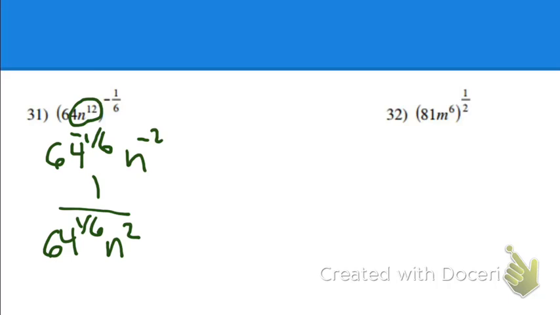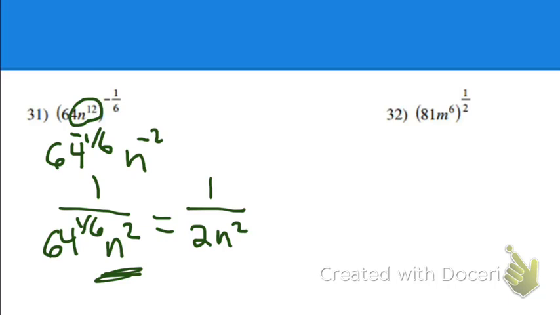And again, you took the even root of a variable with an even exponent, but it came out to be even. So it wasn't odd. So we don't need an absolute value here. And then that 64 to the 1/6 power, we can reduce that to 2. So it becomes 1 over 2n squared.